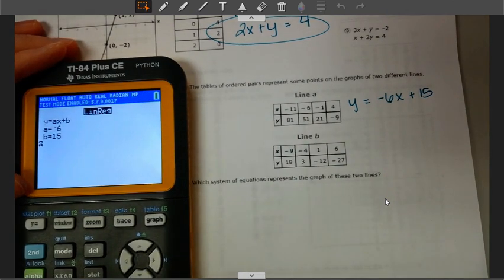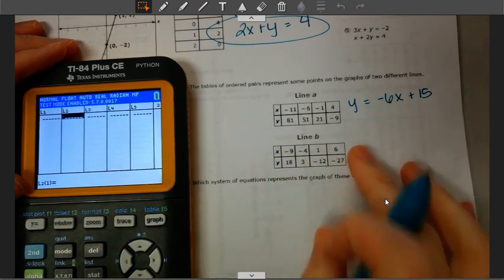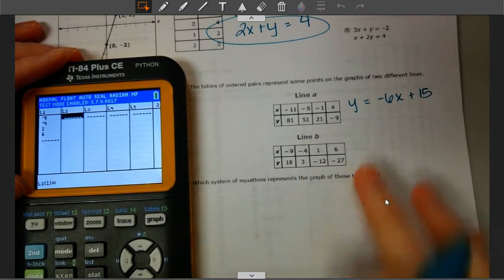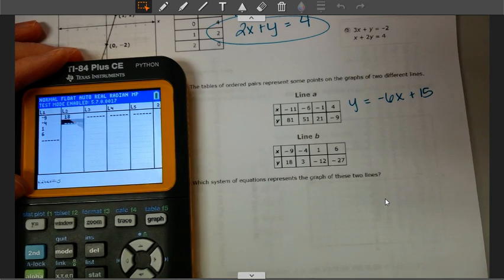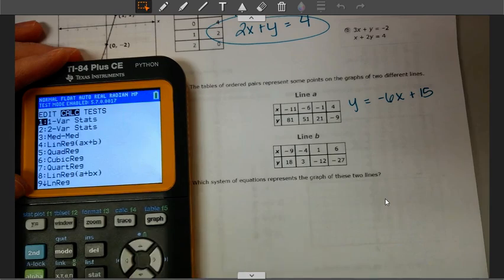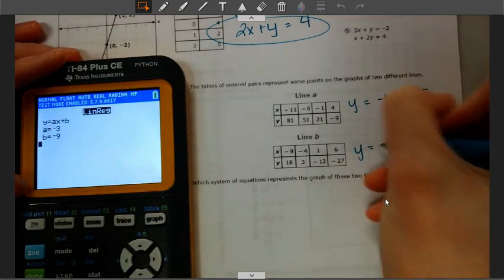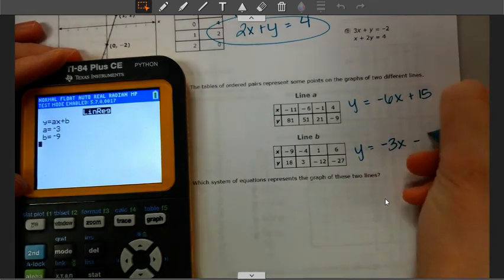So again, second plus 4, enter. Go back to stat. X values in list 1: negative 9, negative 4, 1, and 6. Y values in list 2: 18, 3, negative 12, negative 27. Stat, calc, option number 4. Y is equal to negative 3x minus 9.